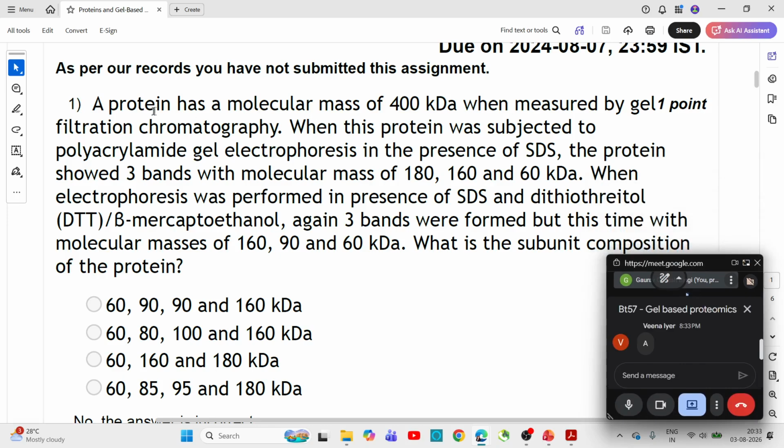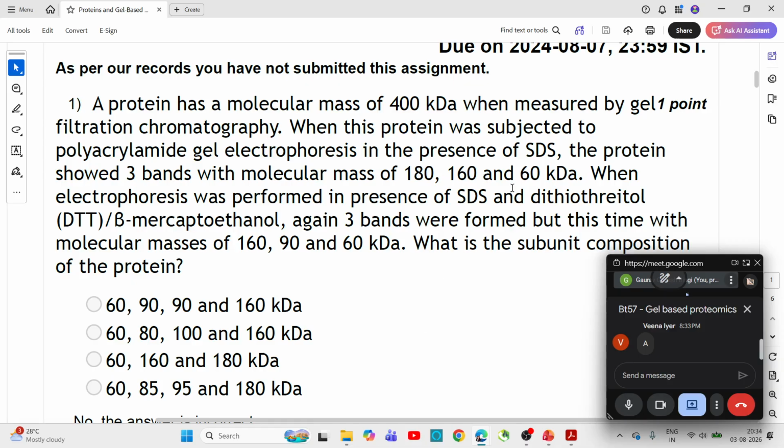The question says the protein has a molecular weight of 400 kilodalton. You have done gel filtration and subjected it to SDS, and the protein showed three bands: 180, 160, and 60. When electrophoresis was performed in the presence of SDS and DTT, again three bands were formed, but this time with molecular masses of 160, 90, and 60. So what is the subunit composition of the protein? You need to find that.